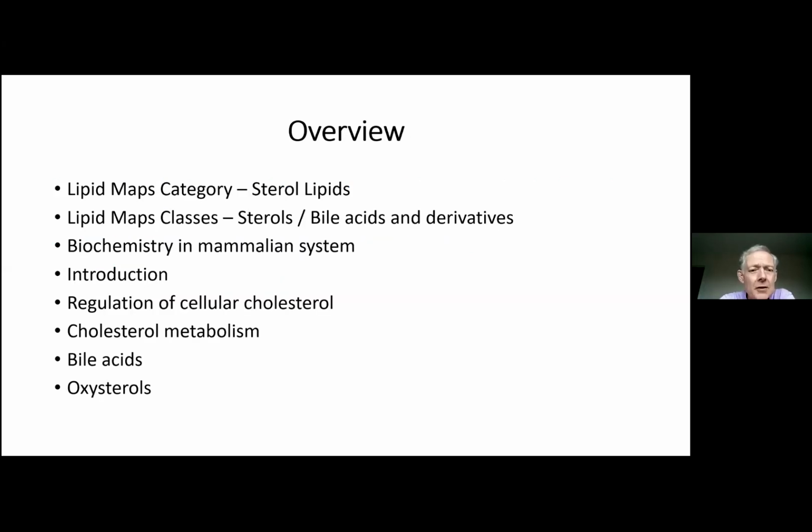This talk is really about the Lipid Maps category of sterol lipids, and we're going to be looking at the Lipid Maps classes of sterols and bile acids and derivatives. I'm going to be talking really about the biochemistry in mammalian systems, because that's my bias. So, an outline of the talk: we'll have a short introduction to sterols in general. Then we'll look at the regulation of cellular cholesterol. We'll then move on to cholesterol metabolism, and then we'll specifically look at bile acids and oxysterols.